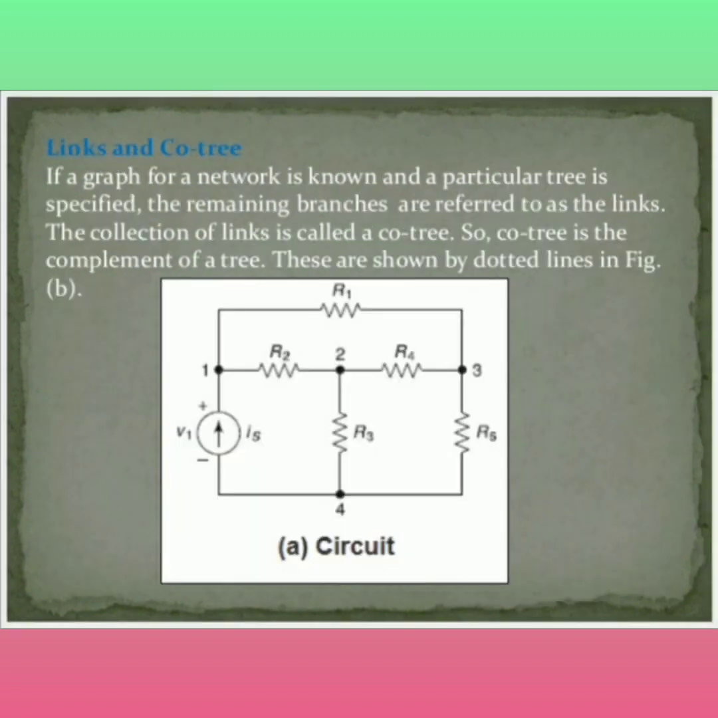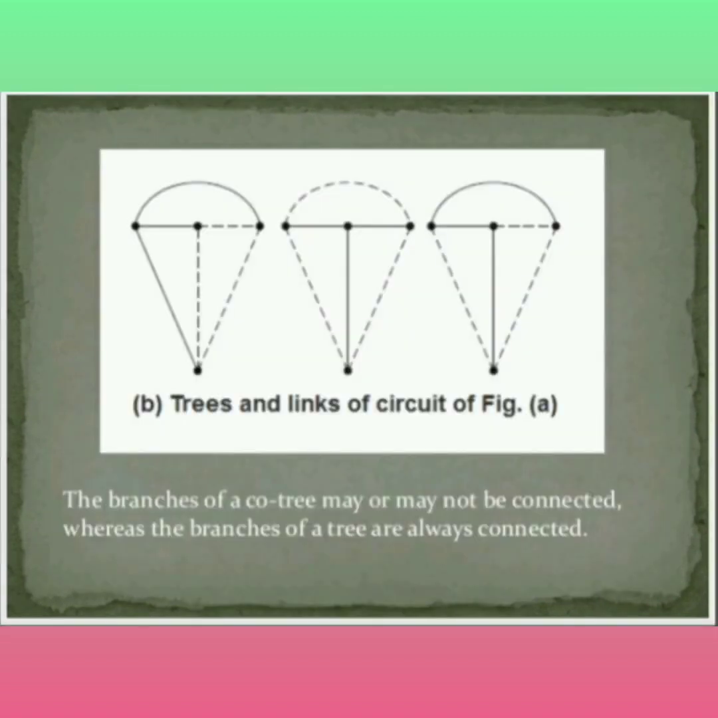Links and cotree. If a graph for a network is given and a particular tree is specified, the remaining branches are referred to as the links. The collection of links is called the cotree. So, the cotree is the complement of the tree. These are shown by the dotted lines in graph B. The branches of the cotree may or may not be connected, whereas the branches of the tree are always connected.